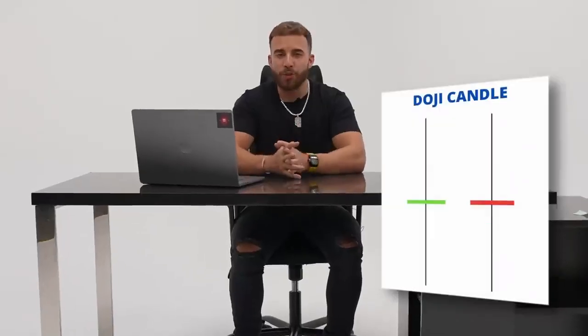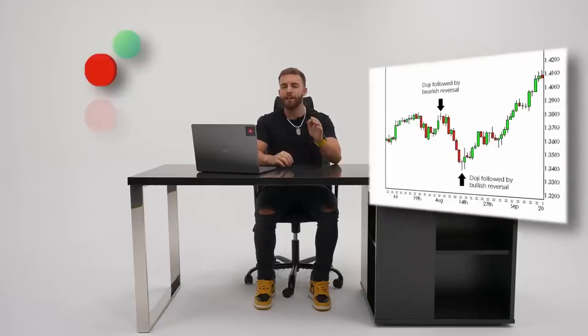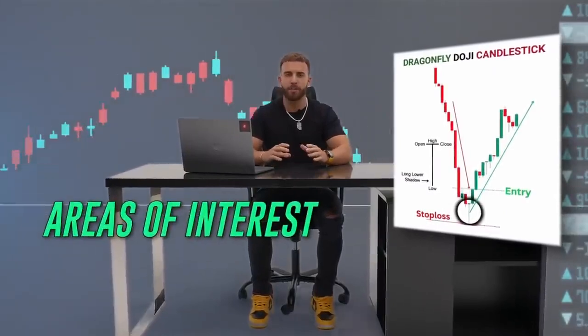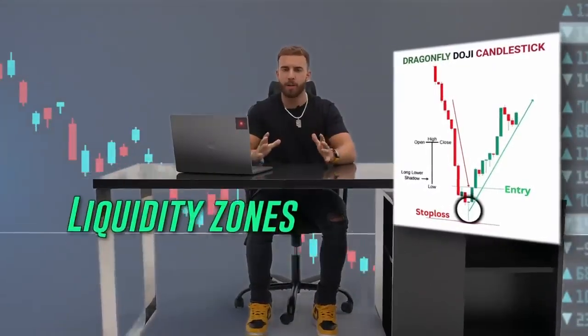Next, we have a doji candlestick. These tend to occur in very specific zones in the market. Let me explain. This is very similar to the other ones, but this one will form at very strong areas of interest or support and resistance, liquidity zones. They're all the same thing.